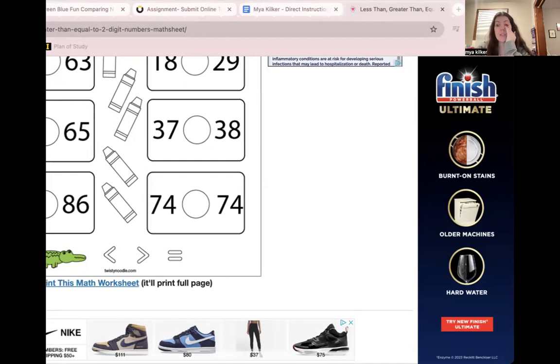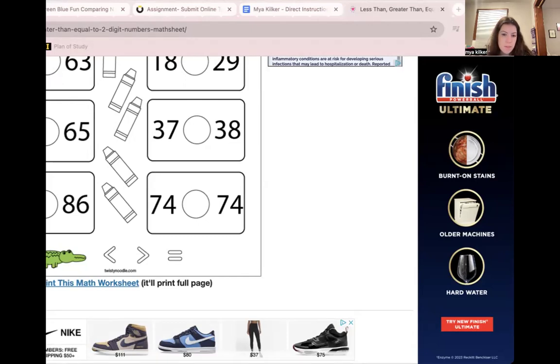So let's skip down to 64 versus 63. We're going to look at our tens place, and they are both 6s, which means they could be the same, but we don't know yet. So we need to check the ones place.